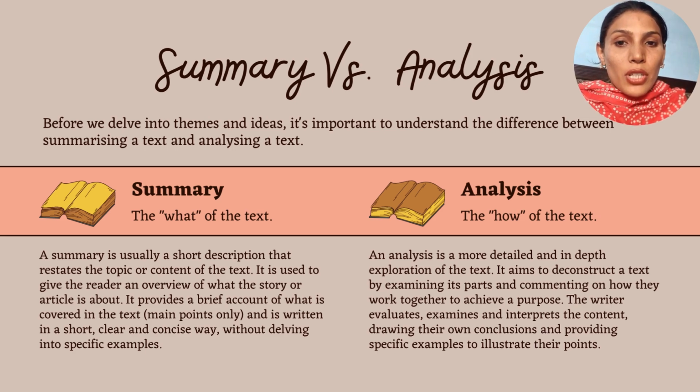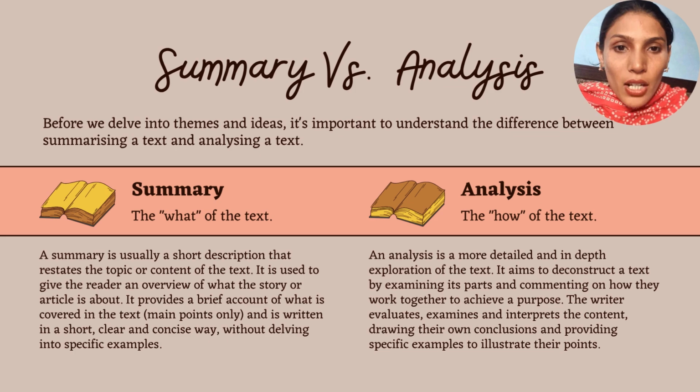Before we delve into the themes and ideas, it's important to understand the difference between summarizing a text and analyzing a text. So summary is about the what of the text, analysis is about the how of the text. So first of all, let's discuss what is summary. A summary is usually a short description that relates the topic or content of the text. It is used to give the reader an overview of what the story or article is about. It provides a brief account of what is covered in the text, main points only, and it is written in a short, clear, and concise way without delving into specific examples.